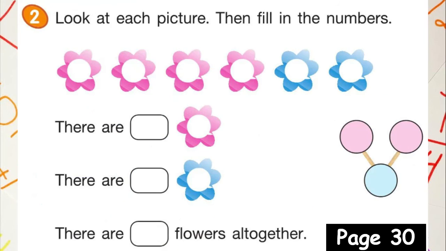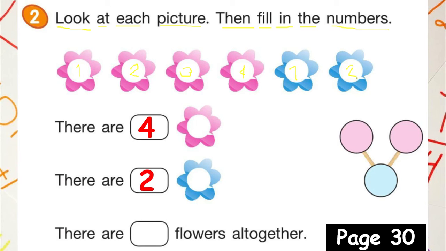Okay? Next, look at each picture, then fill in the numbers. So we're going to count the pink flower. We have here 1, 2, 3, and 4. So you're going to write number 4 in the first box. And then we are going to count the blue flower. We have here 1, 2 flowers. So you're going to write number 2 in the second box.